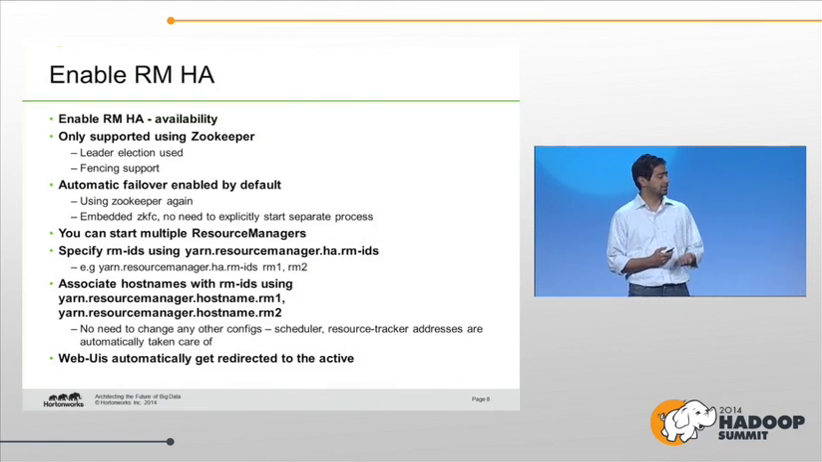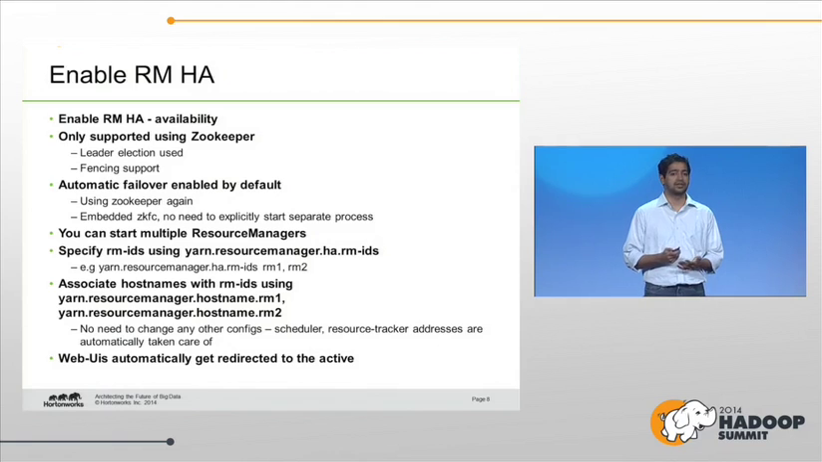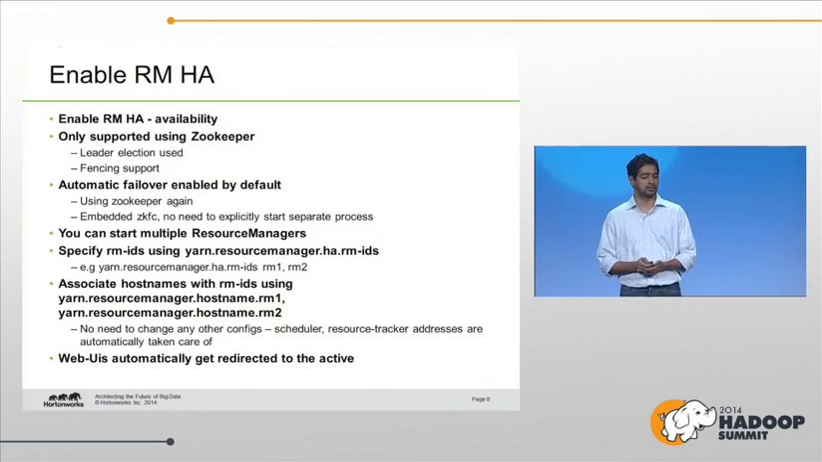The thing to be aware of here is that you don't need to change any other configs. Scheduler, resource tracker address is automatically updated. In addition, the web UI will automatically redirect you to the active RM. You don't have to worry about trying to find out who the active RM is. It just sends you there automatically.